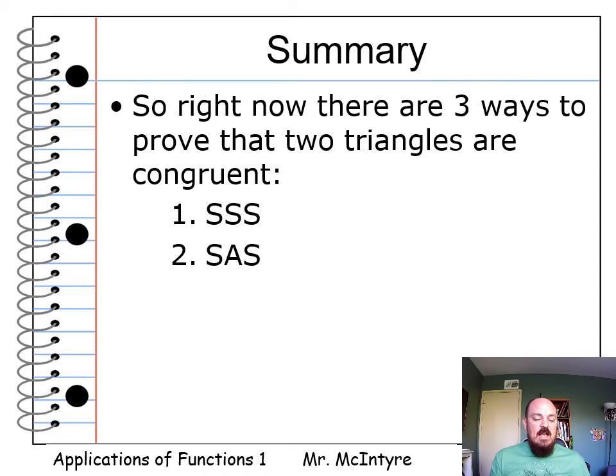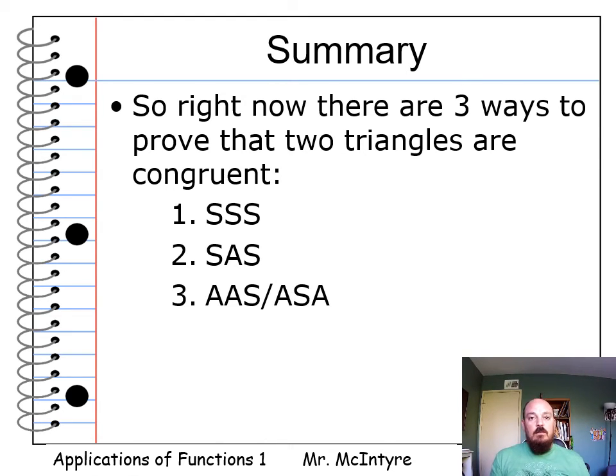Then we had SAS, and this is the one where it's important that order matters. It's 2 sides and the angle in between. Going in order in a circle around the triangle, it has to go side, then angle, then side, is the same as side, then angle, then side of the other triangle.